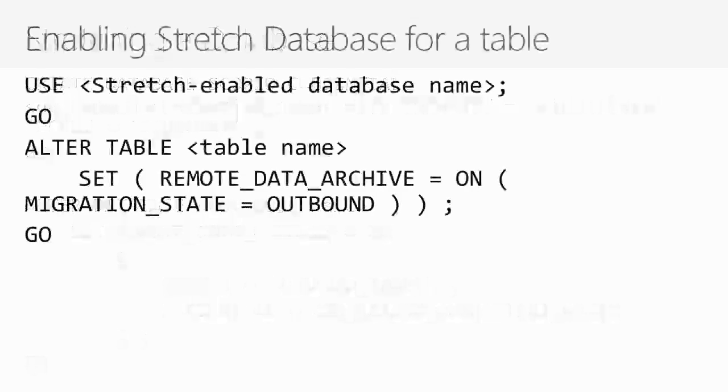If you wanted to stretch a table and not use the wizard, you could go through and do an alter table command, and you would set the remote data archive to on for that table. And then you'll see that migration state equal outbound is saying push the data out to Azure.